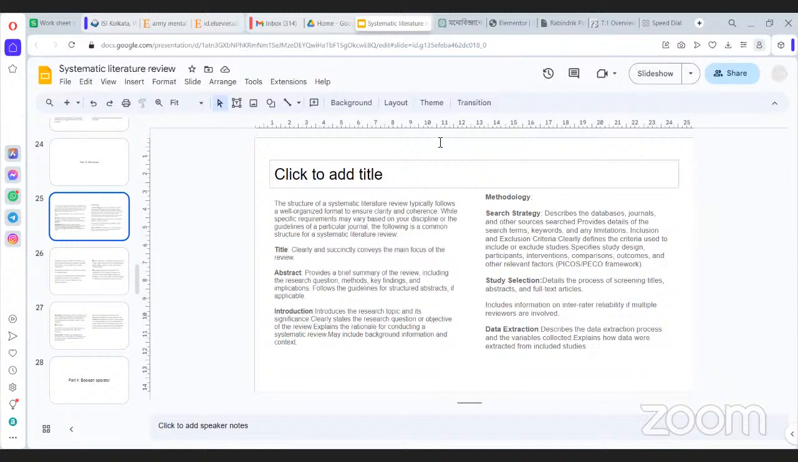So what is important here is that you have searched specific types of keywords, and you have to mention them. Another thing is how many journals, what the journals are, and the period of the journals. You have to mention all of them in your method chapter.